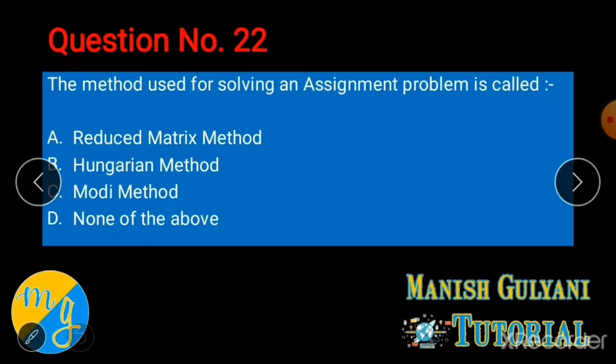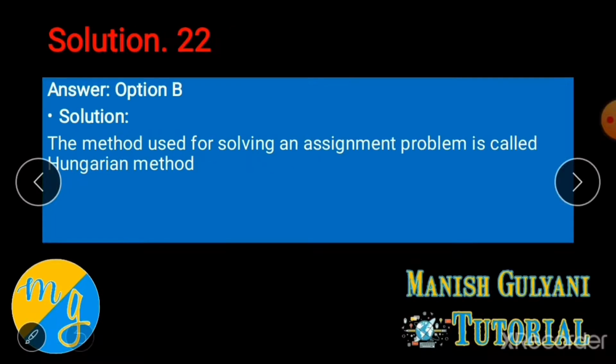Now question number 22. The method used for solving an assignment problem is called: reduced matrix method, Hungarian method, MODI method, or none of the above. I always used to say there is only one method for solving your assignment problem, and that is the Hungarian method. So the answer is your B.